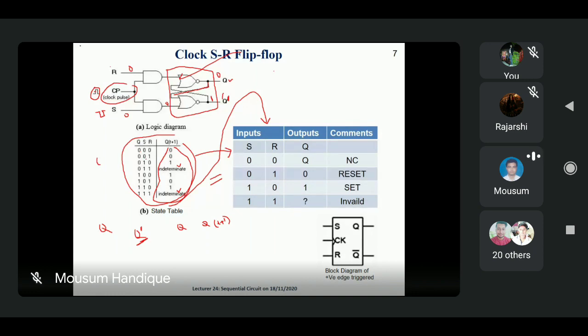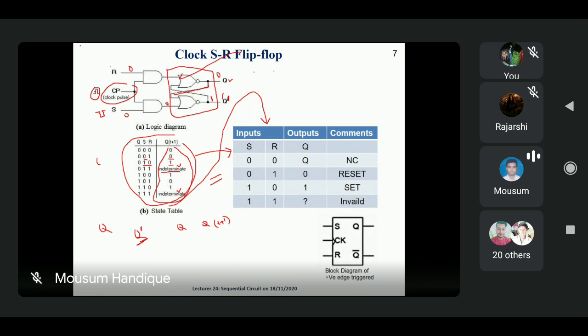And when 0 1, when S equal to 0 and R equal to 1, always remember it is reset. Reset means it is 0, and set means it is 1. So when 1 0 occurs, this one is 1. And when 1 1, that time this one is called an intermediate state. That means it is an invalid state. When invalid states occur, as we discussed in the last class, both the values of the flip flop remain the same. That means they are violating the rules.